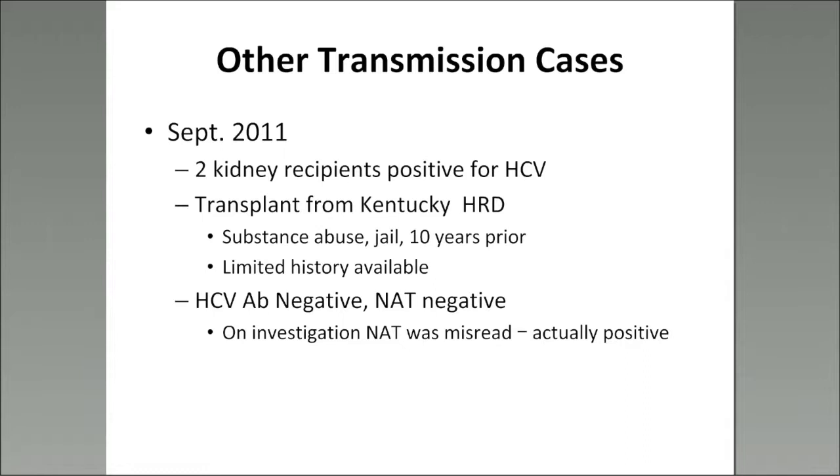Another transmission case that was heavily publicized is 2 kidney recipients who acquired hepatitis C, and again, the donor was a high-risk donor, substance abuse, jail, but this time the hepatitis C antibody was negative and the NAT was negative. But when they investigated, the NAT was actually misread and it was actually positive, and this just highlights some of the other things that can go wrong even if you do all the testing correctly.